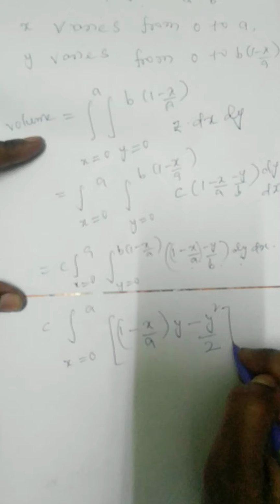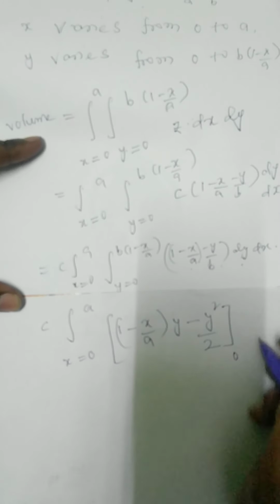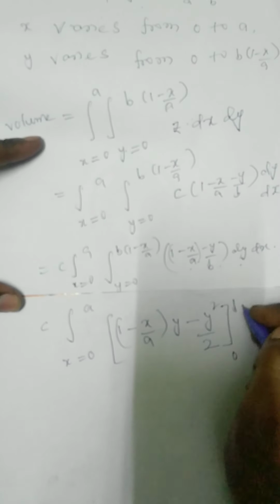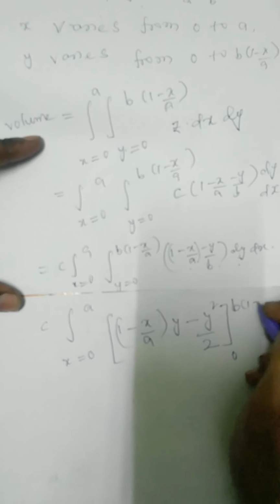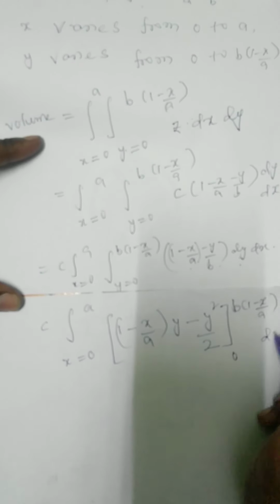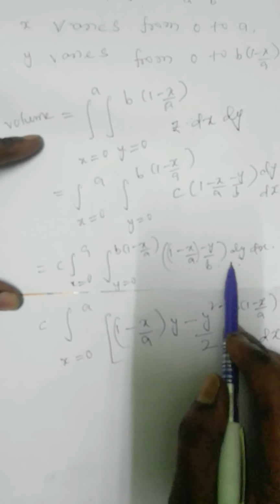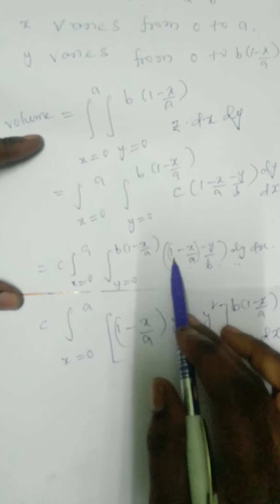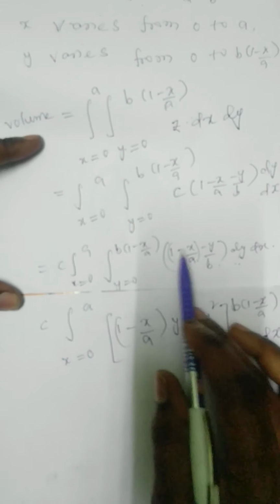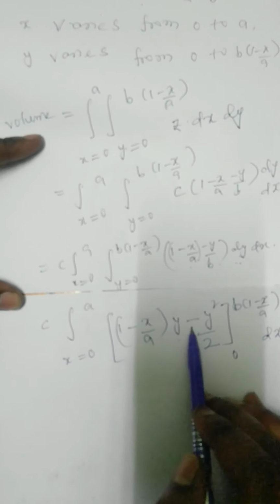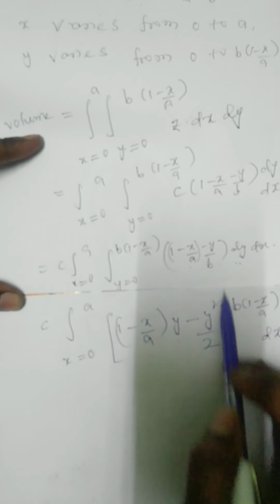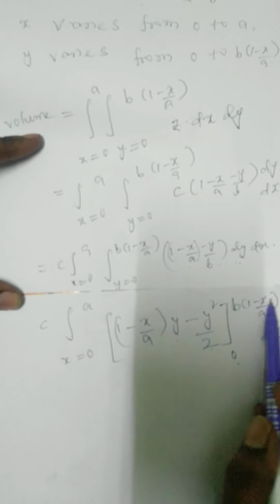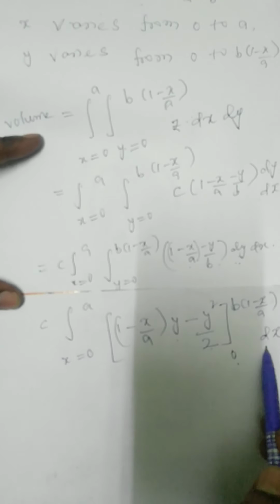The limits are integral 0 to b into 1 minus x by a into dx. We are integrating with respect to y, right? 1 minus x by a I am treating as one term, it is constant only. 1 minus x by a into the integration of dy is what? Y, minus the integration of y is what? Y square by 2, 0 to b, into 1 minus x by a, the limits dx.